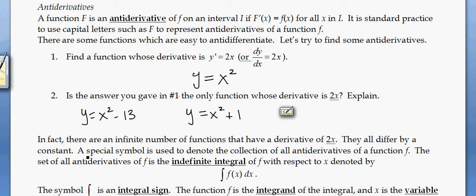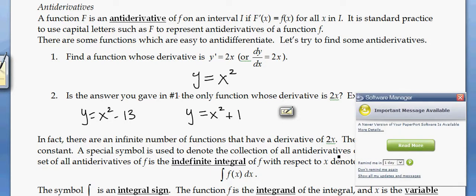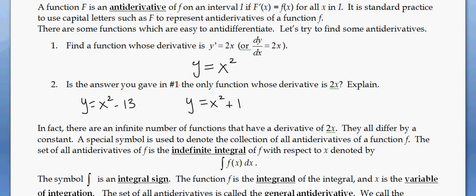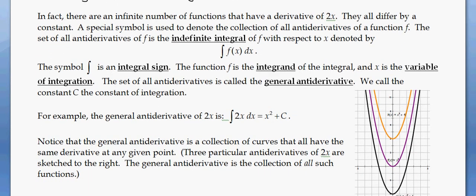Okay, so we need a new symbol that we need to introduce, and it's going to be used to denote the collection of all antiderivatives of a function. We just said that there's an infinite number of them because they all differ by a constant, and the collection of all of them will be given by this new symbol. That new symbol is called the indefinite integral, and this is the symbol right here. It looks like a kind of skinny little s. And with the integral symbol, we have the dx that goes with it. They go hand in hand. You're not going to have the integral symbol without a dx or a dy or whatever your variable is.